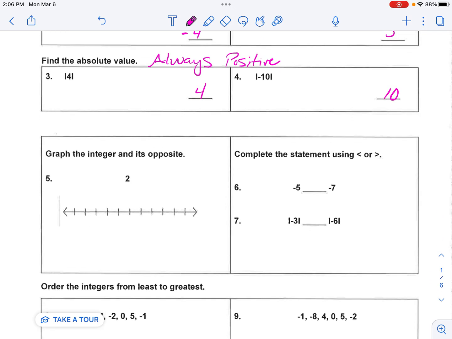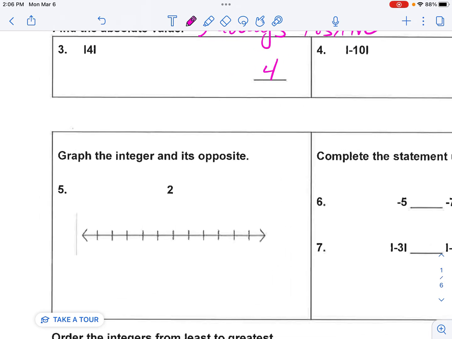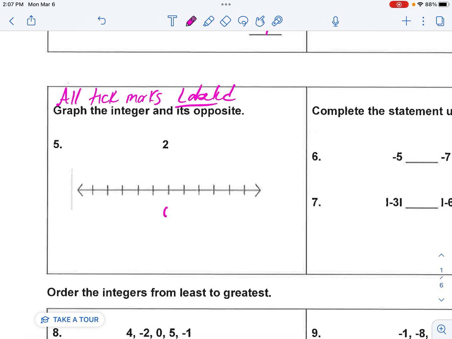Okay, number 5, we're going to graph the integer and its opposite. Listen, I want all the number line labeled, okay? So I'm going to write all tick marks are to be labeled, okay? So I'm going to put 0 in the middle. 1, 2, 3, 4, 5, -1, -2, -3, -4, -5. The whole thing is going to be labeled.